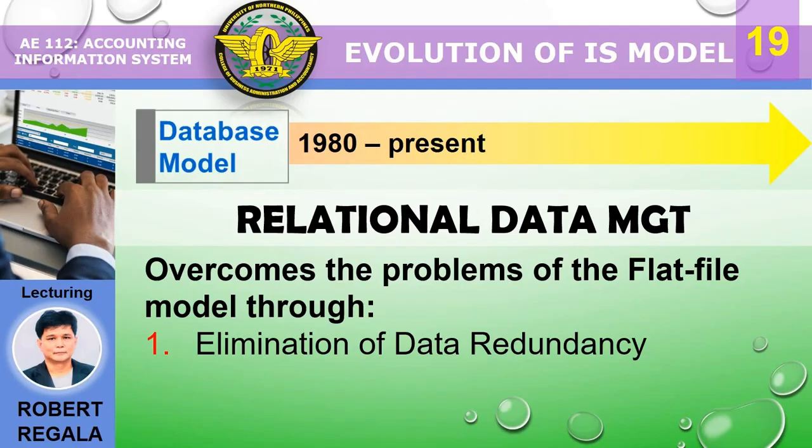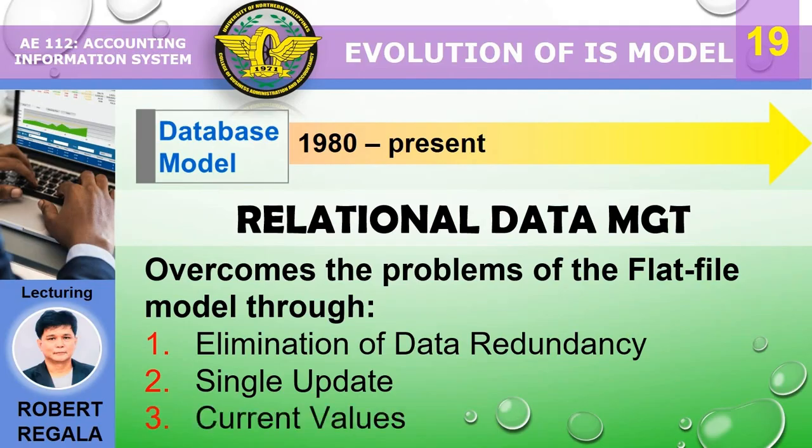2. Single update. Because each data element exists in only one place, it requires only a single update procedure. This reduces the time and cost of keeping the database current. 3. Current values. A single change to a database attribute, such as a change in status or address, is automatically made available to all users of the attribute, immediately reflected in the various user views.